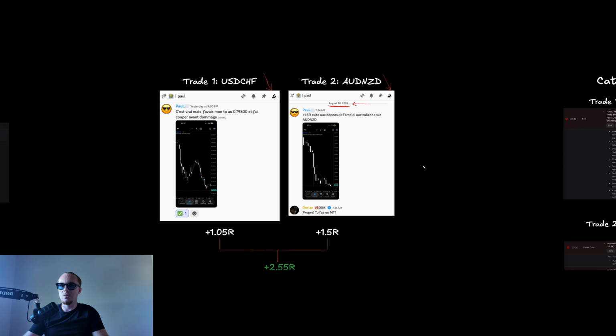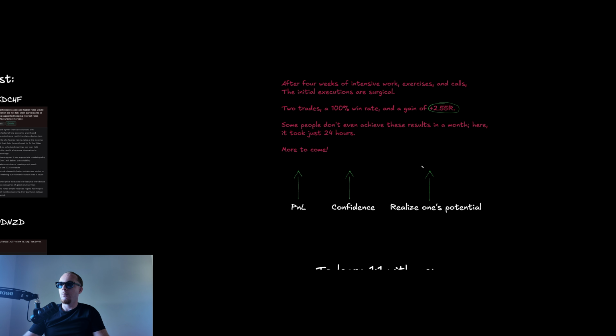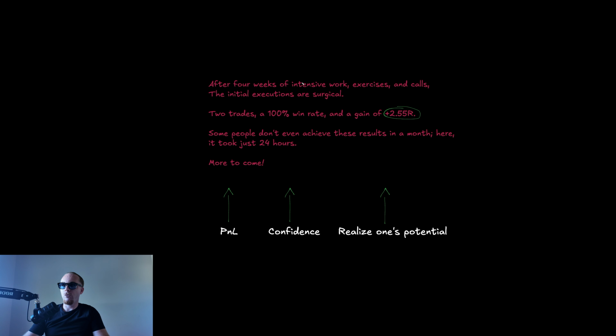But again, context is something you need to stay updated with, because after 4 weeks of intensive work, okay, because now this is basically the 4th week, but it was like 3 weeks before the first execution on USDCHF and AUD/NZD for the student, we did a lot of work, intensive work, exercise, core. The initial executions are surgical. As you can see, USDCHF and AUD/NZD is definitely good. Of course, for USDCHF, he could have kept the trade longer.